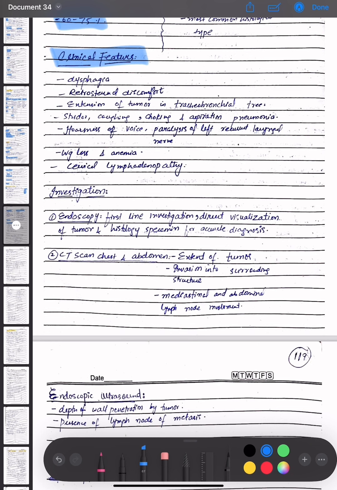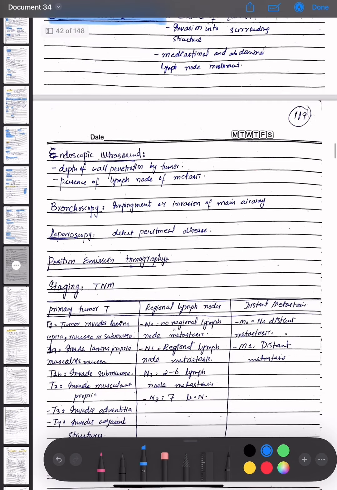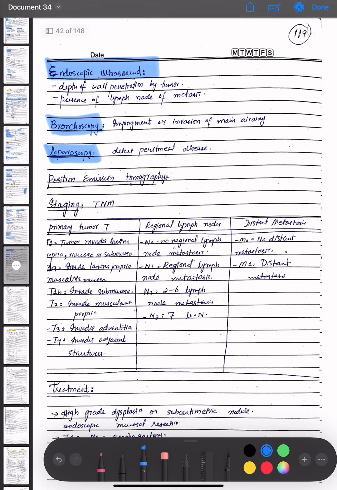Now what investigations are done? Endoscopy is the first-line investigation, for direct visualization of the tumor and histology specimens for accurate diagnosis. CT scan of chest and abdomen is done for the extent of tumor, invasion into surrounding structures, and mediastinal and abdominal lymph node involvement. Endoscopic ultrasound shows the depth of wall penetration by the tumor and the presence of lymph node metastasis. Bronchoscopy is done for impingement or invasion of the main airway. Laparoscopy is done to detect peritoneal disease. Positron emission tomography is done, and then staging by TNM: primary tumor, regional lymph nodes and distant metastasis.